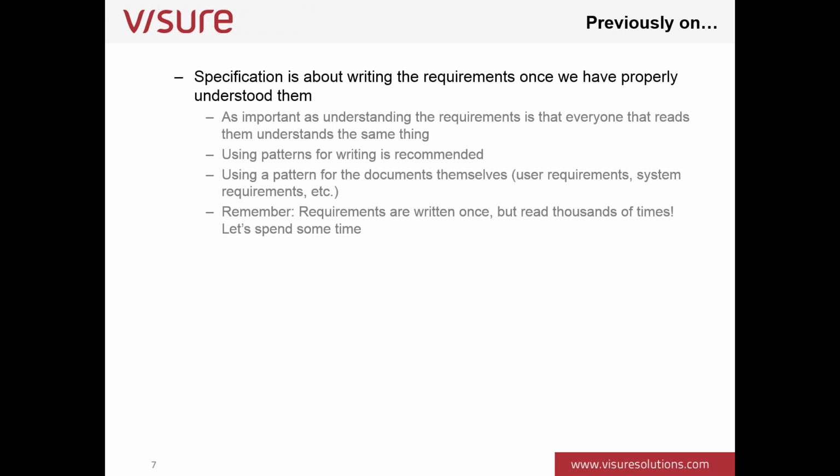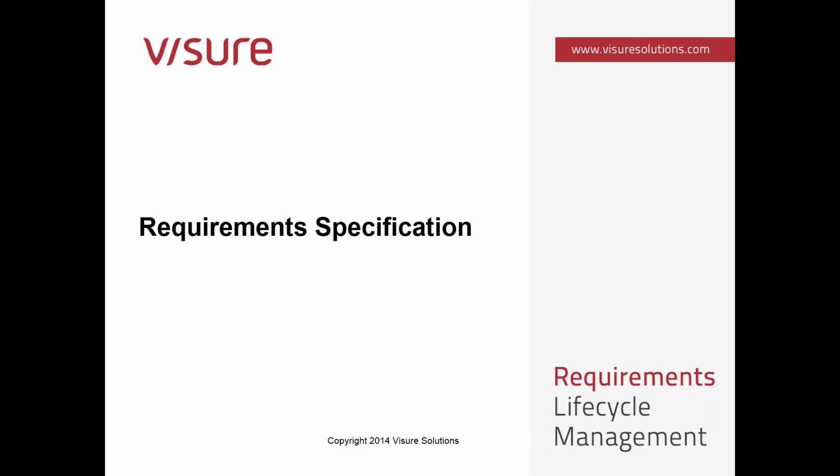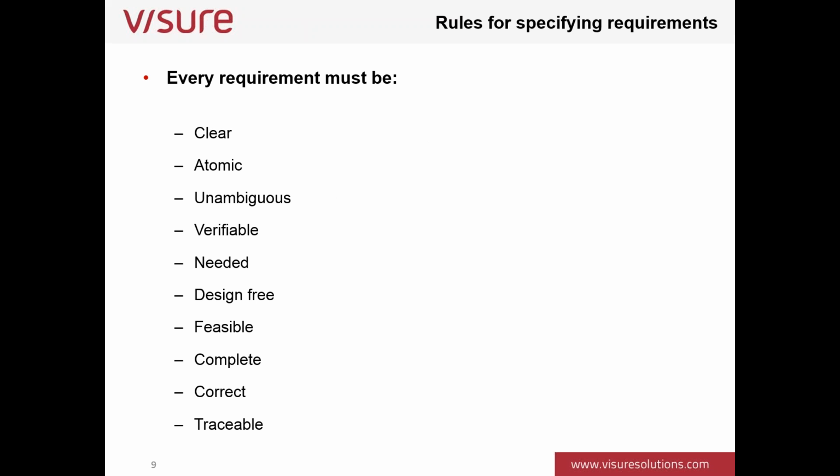So with that in mind, we have already seen those two main activities, and we have introduced a bit about the requirement specification. We are ready to jump directly into the main topic of today's webinar, which is the requirement specification. As I was mentioning, we have already introduced it a bit, but today we are going to focus on 10 main rules that we have to take into account when writing down requirements.